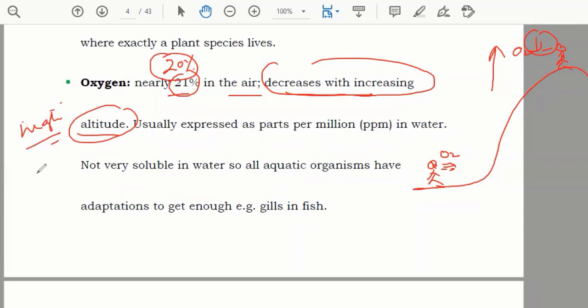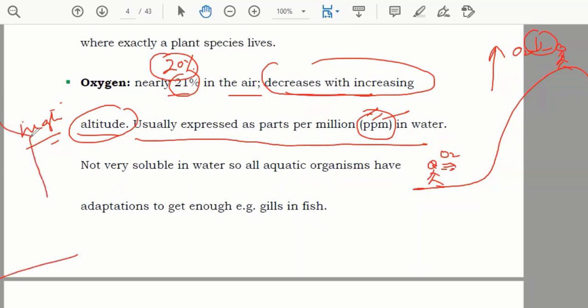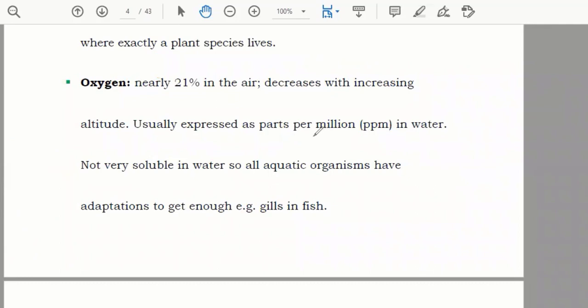The oxygen level decreases with the increase in altitude, meaning increase in height. If you go to a really high place... It is usually expressed as parts per million, ppm, in water. Sometimes, if you see a mineral water bottle you are drinking, where the composition is written, you will find oxygen maybe 0.2 ppm. Even the other salts are written here, 5.4 ppm. ppm means parts per million. It means in 1 million you have this much oxygen if you divide them. So it is just information, no need to worry about this one.